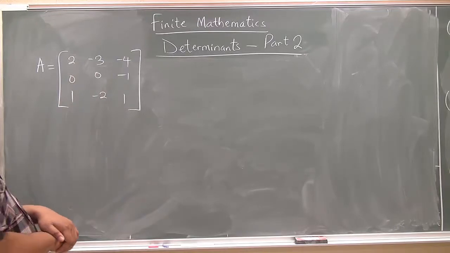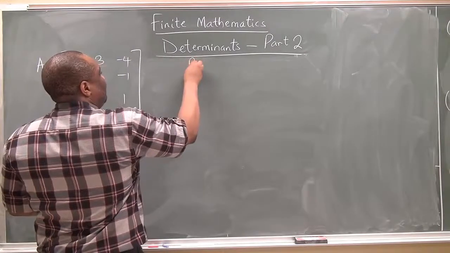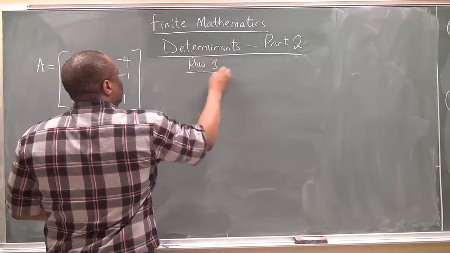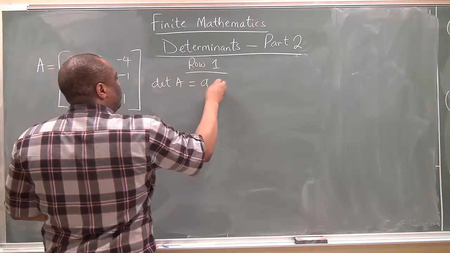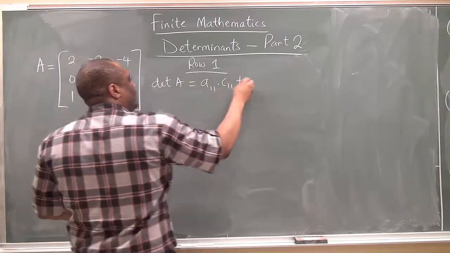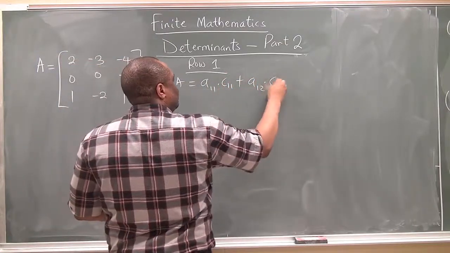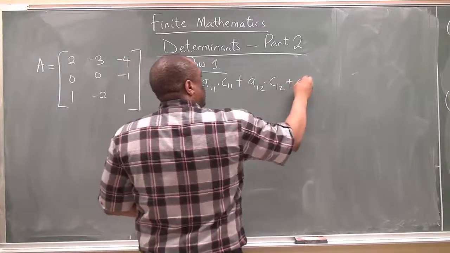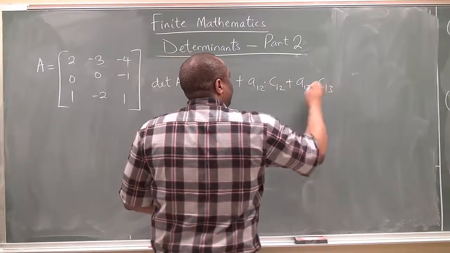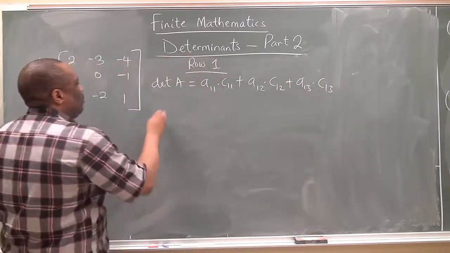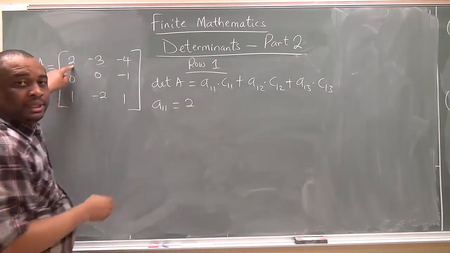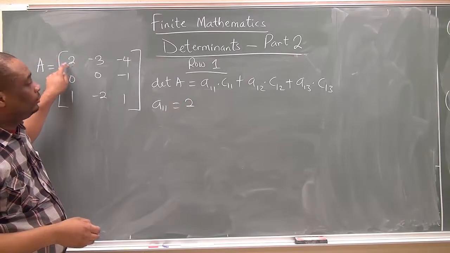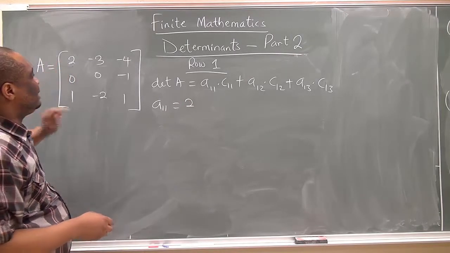Okay, so let's solve it with row one. The determinant of A will be A11 times C11 plus A12 times C12 plus A13 times C13. So our A11 is what? 2. You see that right now. 2. Okay, now let's find our C11.